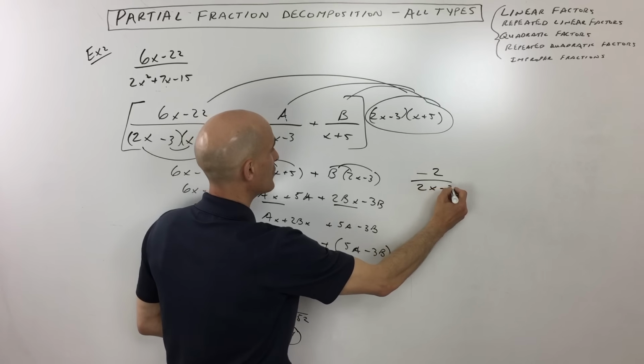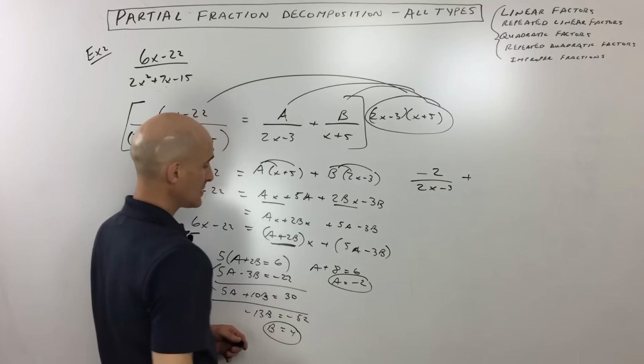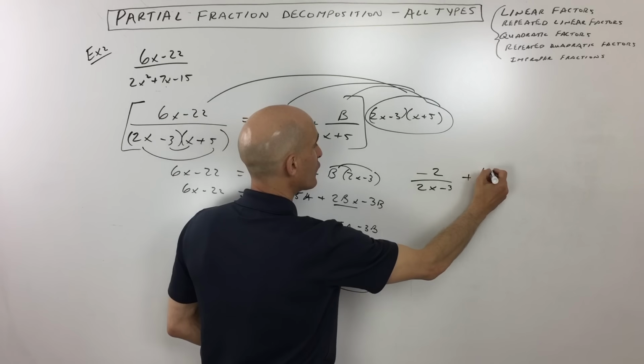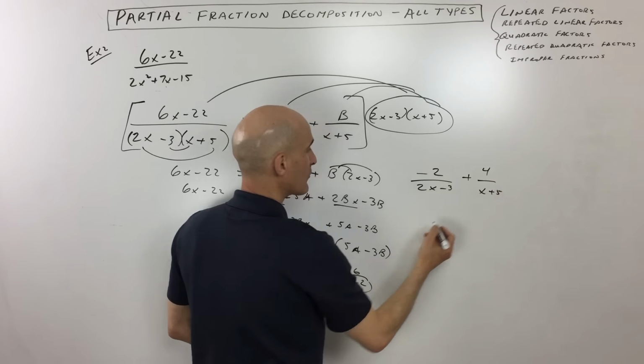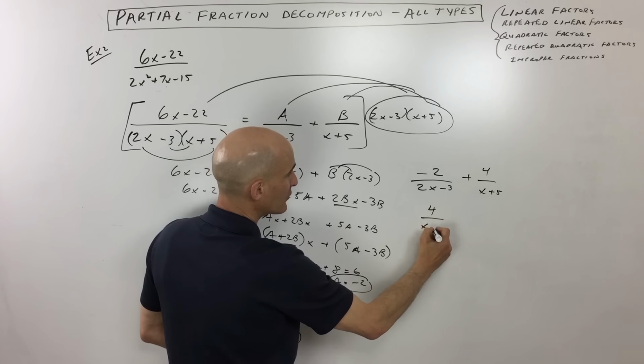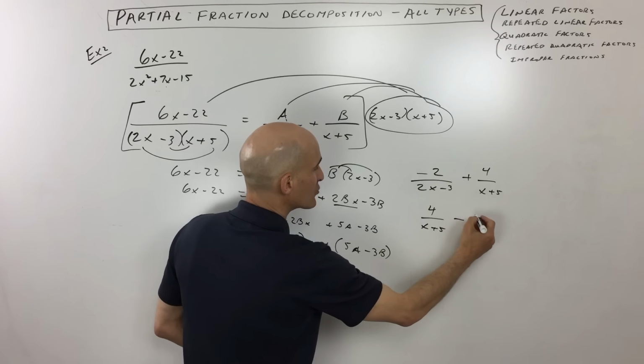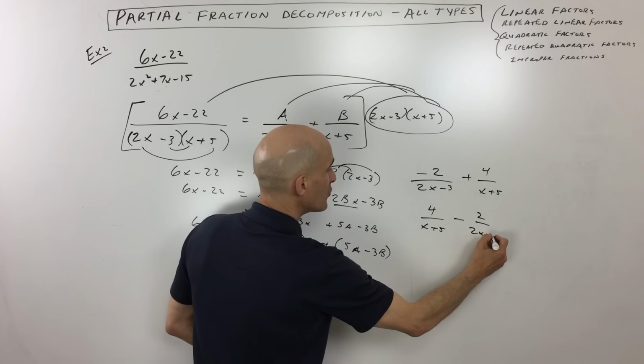So negative 2 times 1 over 2x minus 3, plus b is 4, which is 4 over x plus 5. And if I really wanted to be a little bit neater about this, I'd probably put the positive one first and then subtract 2 over 2x minus 3.